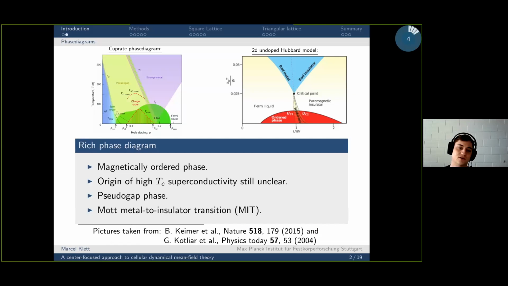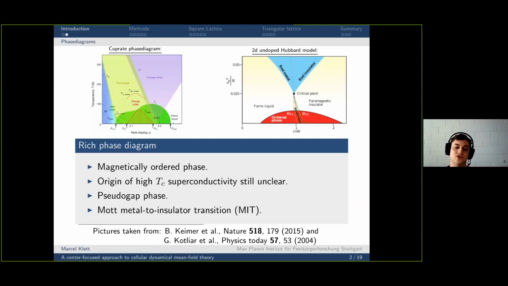Another question one can ask is, why is this Hubbard model of such interest, even though it's very simple to understand and to write down? One thing we can do is take a look at the cuprate phase diagram, which is obtained by experiments here. And we see there's a lot of different phases going on. So it's a very rich phase diagram. Besides some pseudogap phase and antiferromagnetic ordering, we can also find this high-Tc superconducting region here, which is maybe today the most prominent and interesting case.